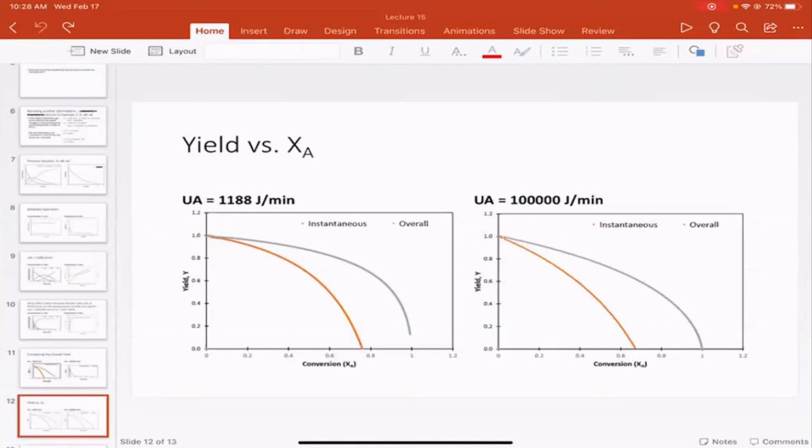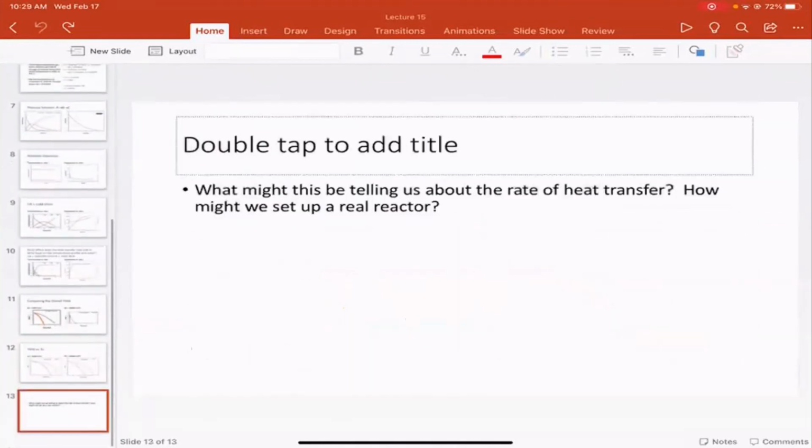And one of the things that's happening here in this reactor is that with a lower heat transfer coefficient, the first reaction is preferred for a longer time. And so you have a much better yield of B than you do when you're operating more isothermally, which is the case here on the right-hand side with the really high heat transfer coefficient.